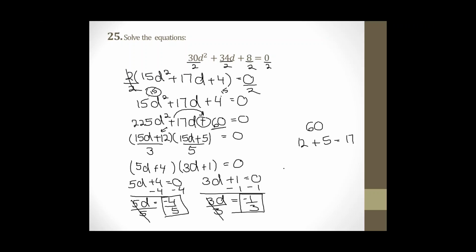And then writing it as a solution set. Again, they might have written it in a different order. Let me check. No, they wrote it the same way like me. So negative 4 over 5, negative 1 third, this would be answer choice D.